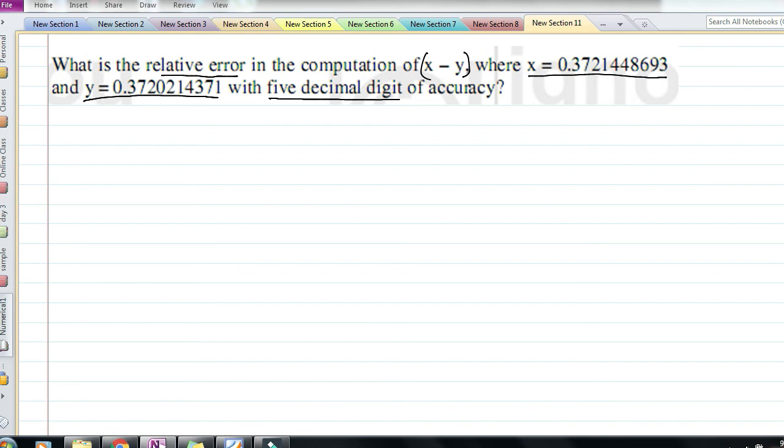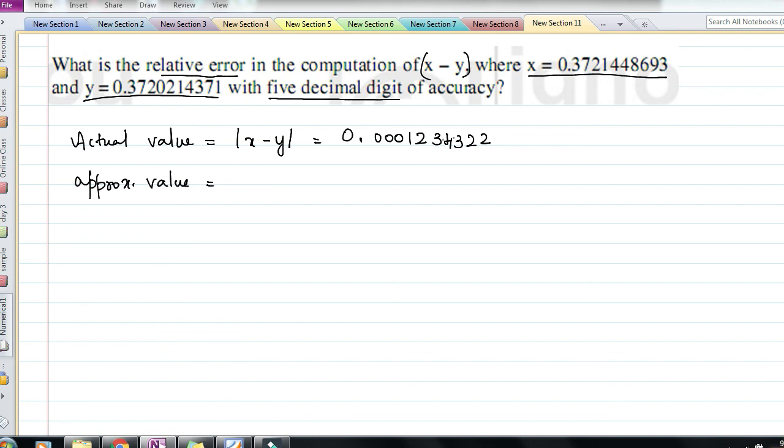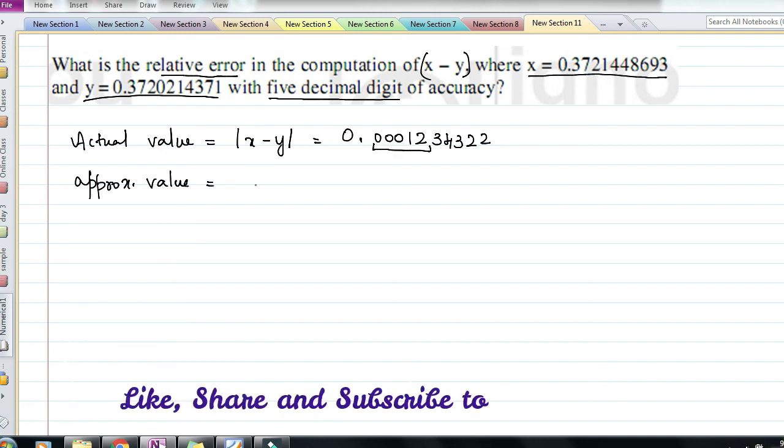So what is the actual value? Let's find the actual value, that is x minus y. When you subtract the given values, you are going to get 0.0001234322. Okay, so this is the actual value. Now what is the approximated value? You are supposed to take 5 decimal digit accuracy, meaning you consider only the first 5 digits after the decimal point. So the approximated value is 0.00012.